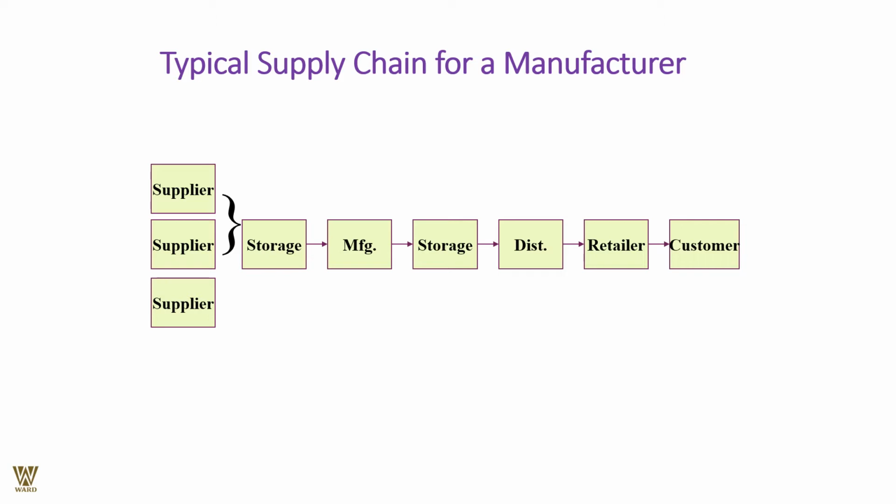Typical supply chain for a manufacturer would be there are many suppliers because there might be many raw materials: raw materials one, raw materials two, and probably raw materials three, and we can have plentiful. I can give you an example in terms of an automobile.